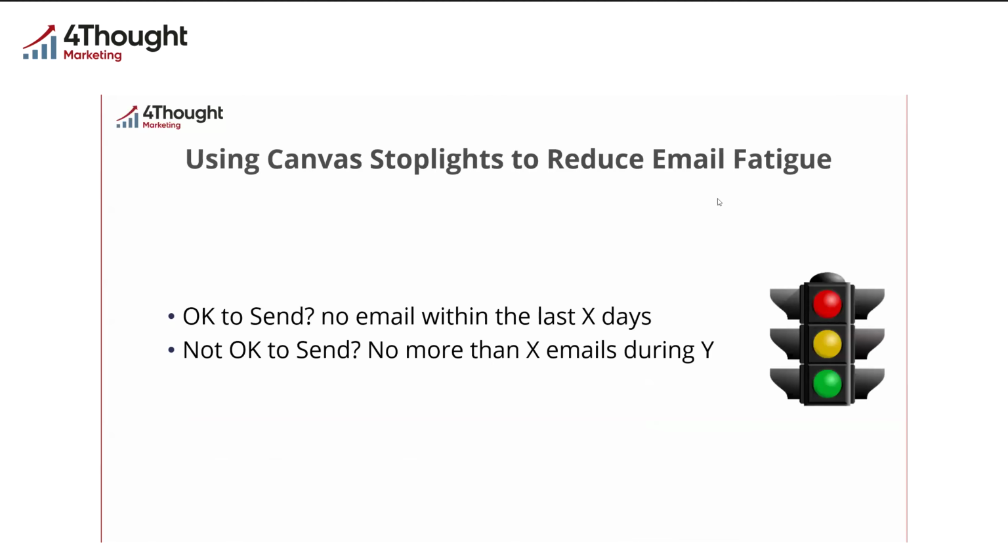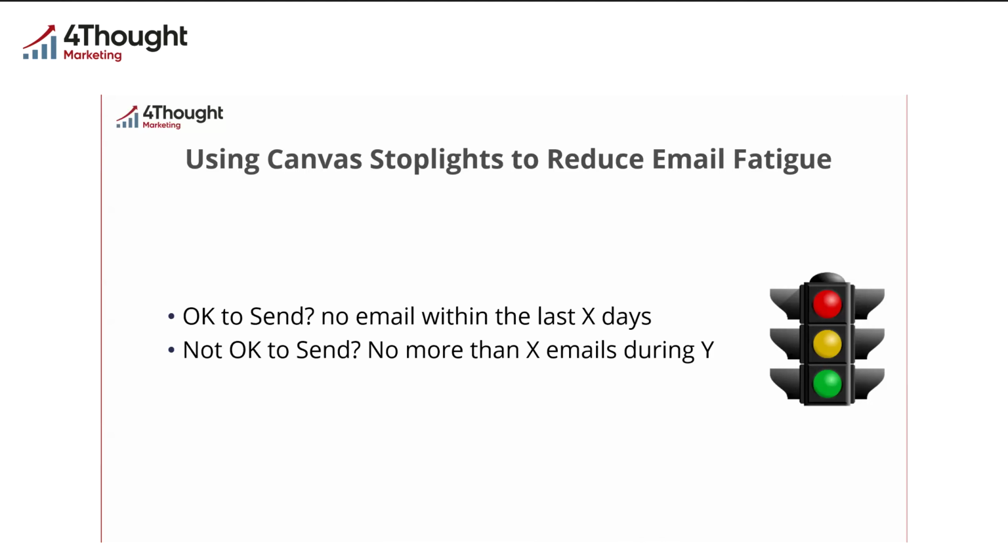But a stoplight is one way to automate this. If you have a campaign that has flexibility to send, then you can use two different stoplights to add some controls. The first one is you ask the question, is it okay to send? Basically this will check to see if there's no email sent in the last X days, then proceed, and you can go forward. So it'll keep a gap between emails.